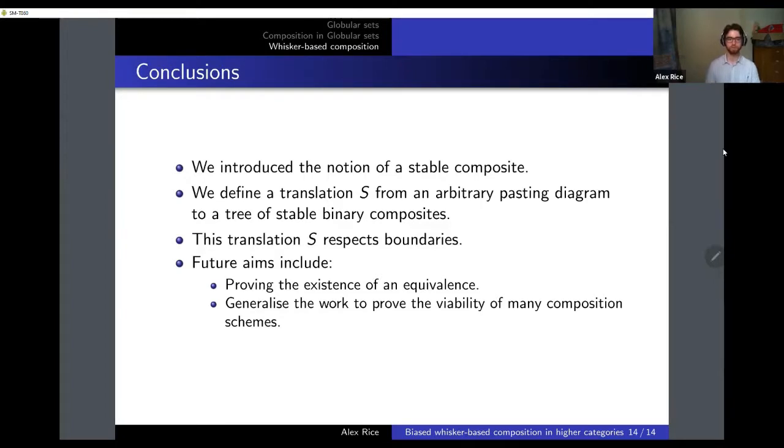And then just to sum up, what I aim to do in the future is prove that this really is an equivalence. We've got some ideas of how to tackle that, but they're still in early stages. And it would be nice to generalize some of the work so that I could prove that lots of different composition schemes work instead of this one particular one. But I think that's where I'm going to end.